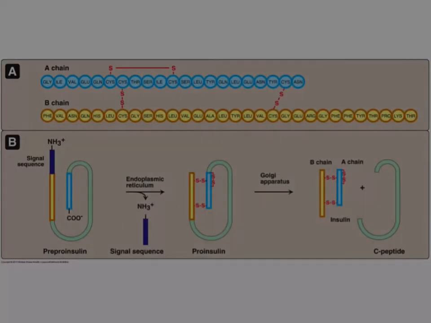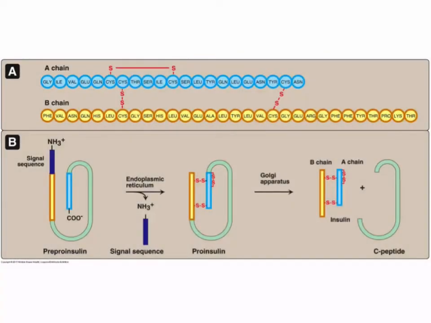Now let's look at the structure of insulin. Insulin is a heterodimer. It consists of an A chain and a B chain, which are linked by disulfides. It's a fairly small molecule with peptide chains of 21 and 29 amino acids. The amino acid sequence is highly conserved among vertebrates. Insulin from one mammal is usually biologically active in another.